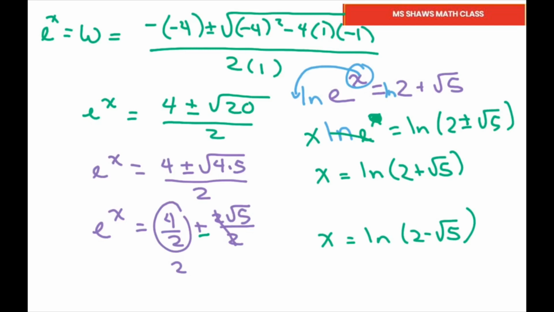However, this is undefined because it's not in our domain. Remember, this has to be greater than 0, and this is bigger. This square root of 5 is bigger than 2, so we have to disregard this. So there's your solution, and if you use a calculator, this would be approximately 1.444.